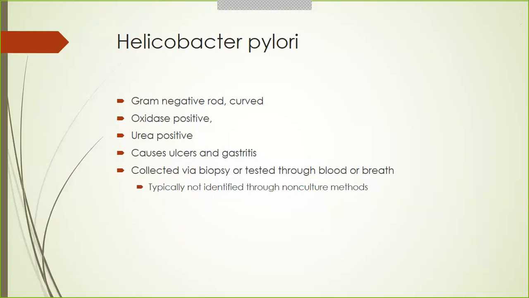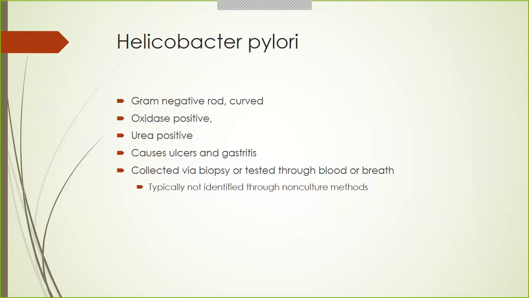H. pylori, which you probably have heard of, it causes your ulcers and gastritis. A lot of times people get those from stress and things like that. You can look for H. pylori through antibodies, through like a blood test. That's a common way to diagnose people with H. pylori. You can do a breath test, which I've never seen that one done. I don't know if that's done much. Or what's also commonly done is biopsies.